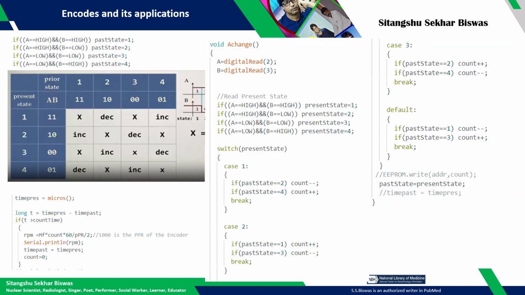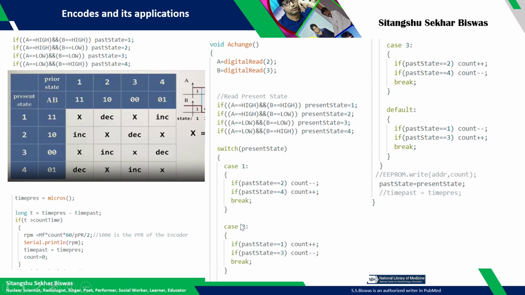Wait. Then continue. Then we will go to the interrupt. There is the present state. The present state is shown in the interrupt, and there is a switch case. First case is case 1. Case 1 means that the present state is equal to 1. Then in case 1 there are two if statements. If the past state is equal to 2, then the counter decreases. If the past state is equal to 4, then the counter increases.